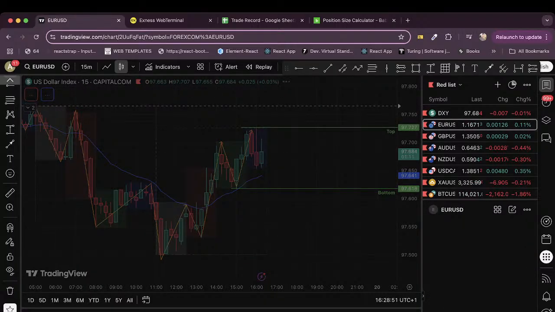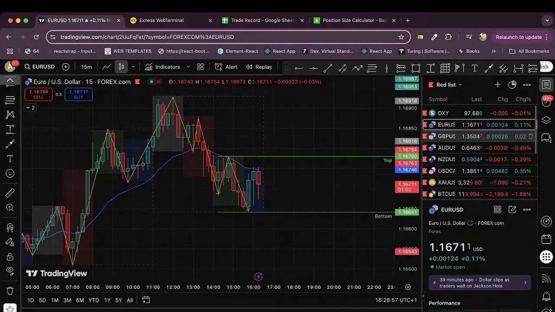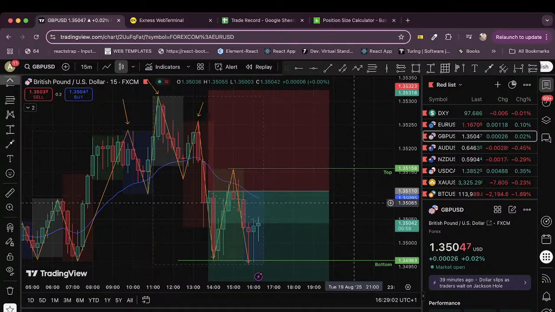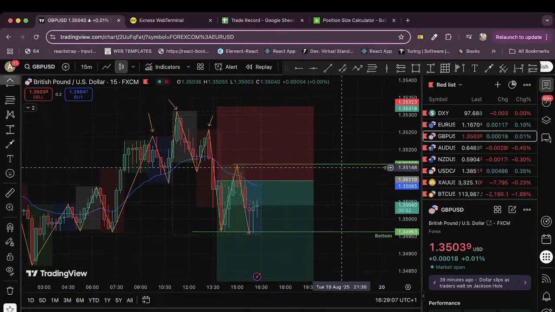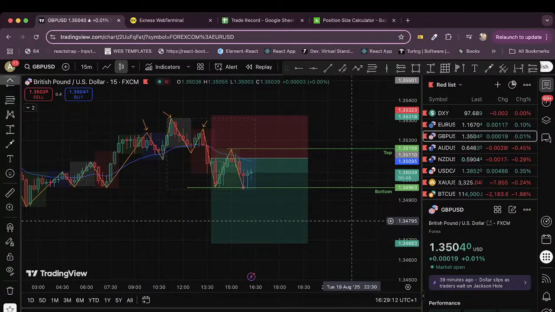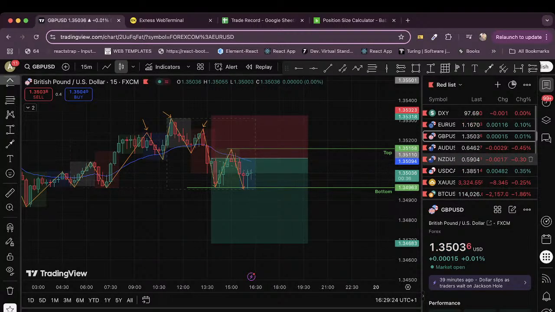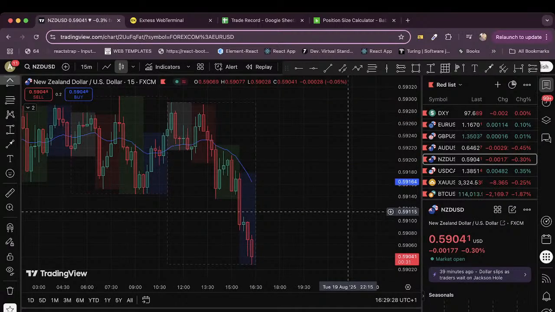On Euro USD, it is doing exactly the opposite of what DXY is doing. On this side, British pound for some reason has a mind of its own. It is just doing whatever it wants to do, but the overall trend is still aligned with the trend of what other pairs are doing. On this part where we missed out one of the best sell entries, the market is still selling.